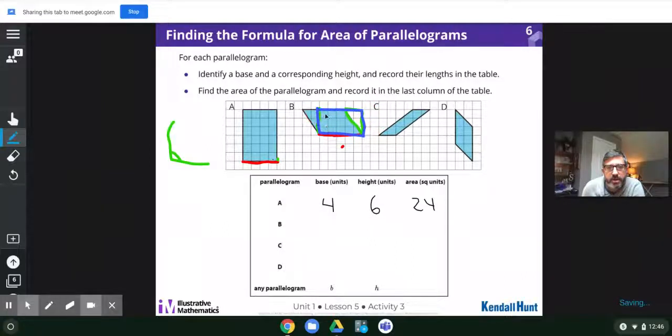So let's count that. 1, 2, 3, 4, 5, 6, 7, 8, 9, 10, 11, 12, 13, 14, 15. So we got the area is 15. Now I need to go back. I apologize. Let's count the base in units. 1, 2, 3, 4, and 5. That's supposed to be a 5. And then we've got the height, 1, 2, and 3.